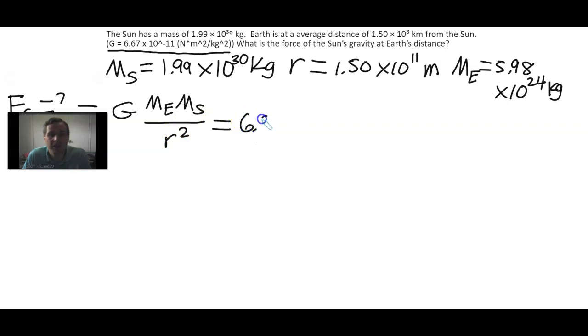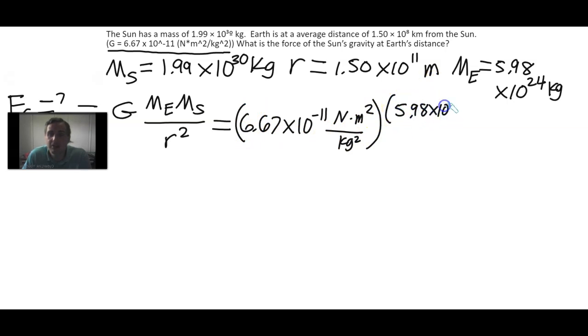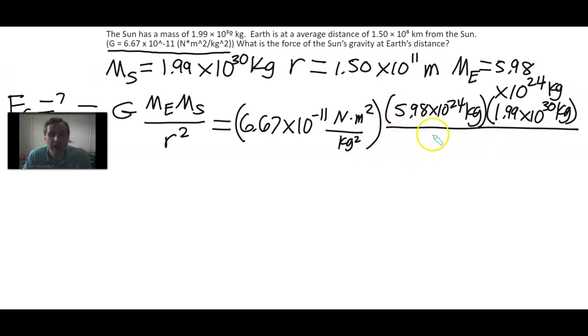This is 6.67 times 10 to the minus 11th Newton meters squared per kilogram squared, multiplied by the mass of the Earth, 5.98 times 10 to the 24th kilograms, times the mass of the sun, 1.99 times 10 to the 30th kilograms, and divide that all by the radius, which is 1.50 times 10 to the 11th meters, and we have to square that.